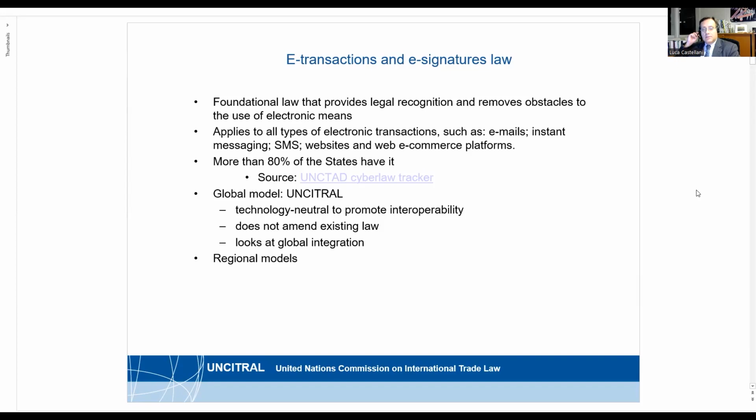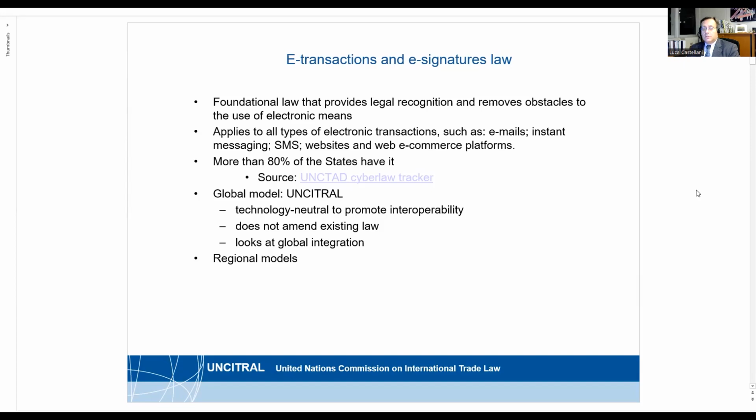This has certain features. It is technology neutral, so it promotes interoperability. As we will see, it does not intend to modify existing law, and it promotes global integration. And then we have also regional models, sometimes based on the same general principles, but sometimes not.